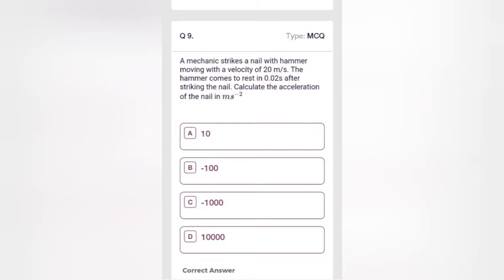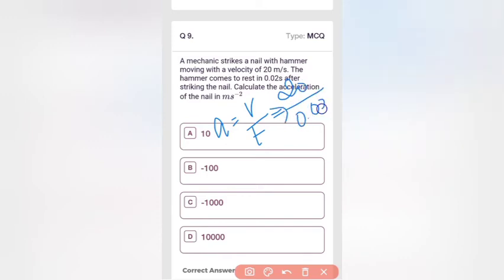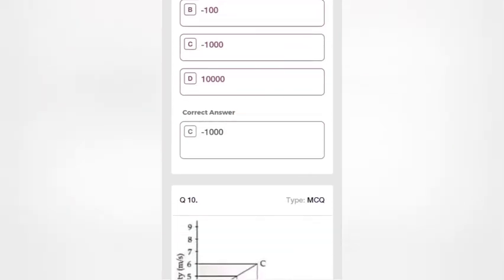Here, acceleration is equal to velocity by time. The velocity given is 20 by 0.02. So you multiply numerator and denominator by 100. You get 2000 divided by 2. If you cancel this, you will get 1000. So it is minus 1000. Option C is the correct answer.